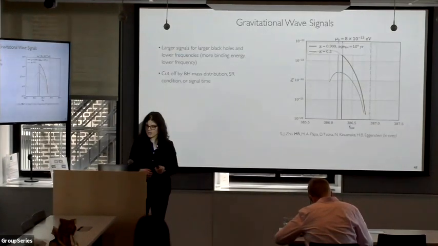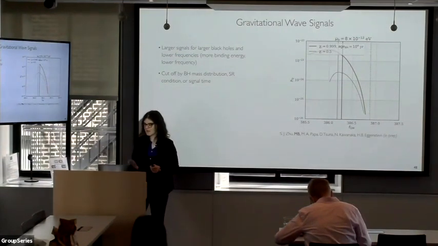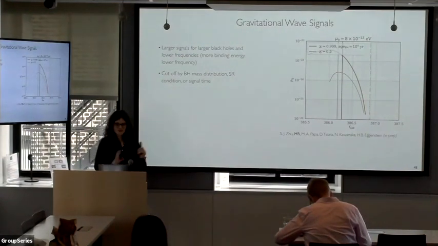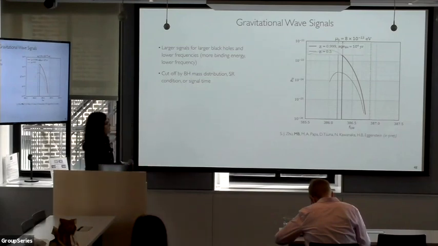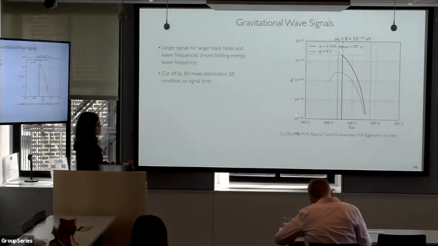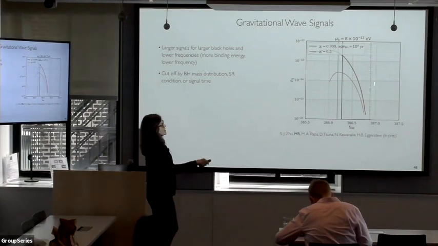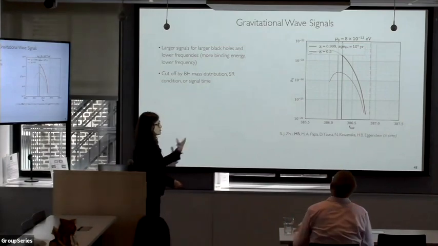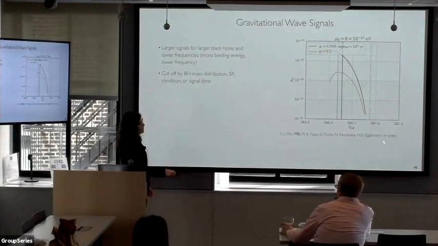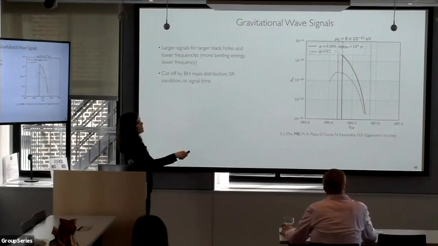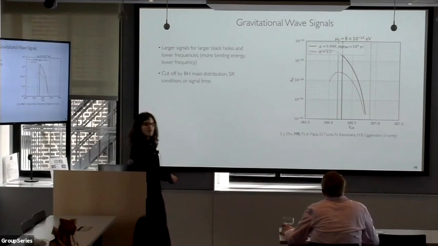What do these signals look like in practice? So let's take a particle that's 8 times 10 to the minus 13 electron volts, in the range we've been discussing. Here I'm showing the strain as a function of frequency of the gravitational wave. So the dashed line here is twice the axion mass. As I said, the gravitational waves are approximately at twice the energy of the particle. And the orange lines indicate, for a black hole of a given spin, a very high spin or a slightly lower spin, what the strain would be from such a system at 1 kiloparsec away.